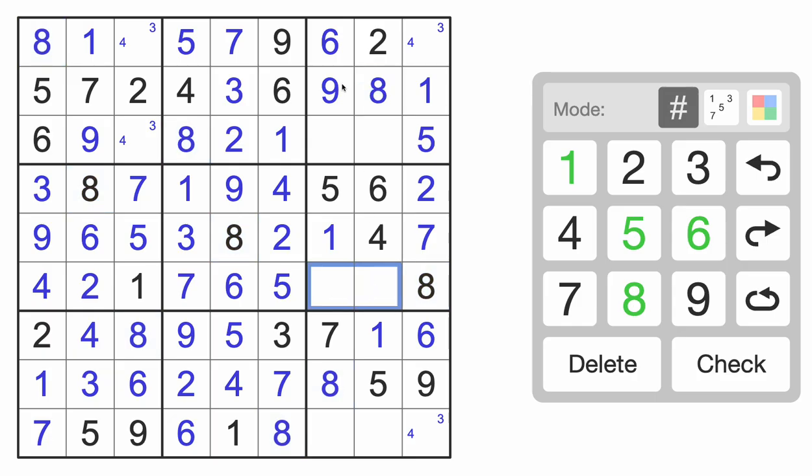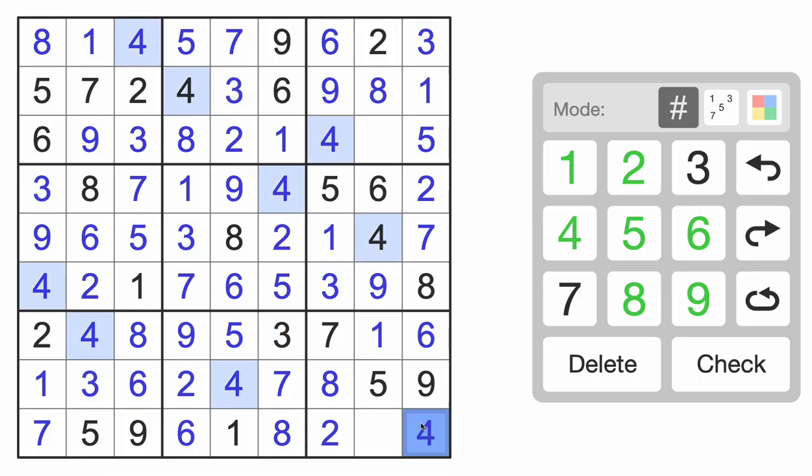These are 3 and 9, so 9 gives me 3, 9. These are 2 and 4, so this is 4, this is 2. That gives me 3, 4, 3, 4. And this will be 3, and this will be 7.